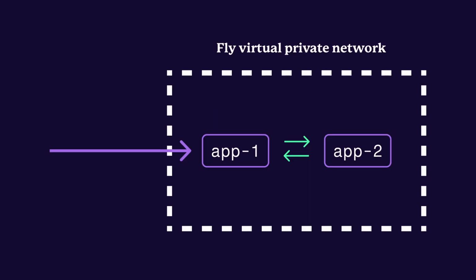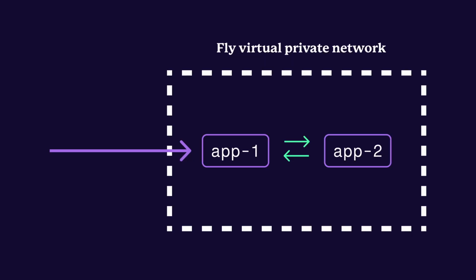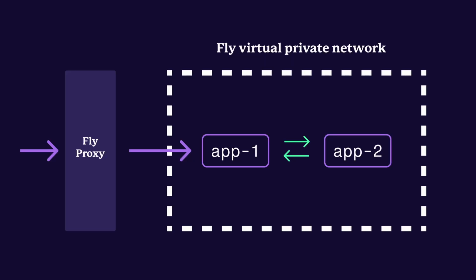Okay, so when I said that you could either access an application from outside your virtual private network or from inside it, well, that was actually a little simplistic. It would be more accurate to say that you can connect to an application through the Fly Proxy or from inside your virtual private network. The Fly Proxy handles load balancing, and it also is responsible for auto-starting and stopping machines based on throughput. When a request from the internet hits a public Fly application, like a web server, it goes through the Fly Proxy. You can also route traffic through the proxy to private applications, but more on that later.